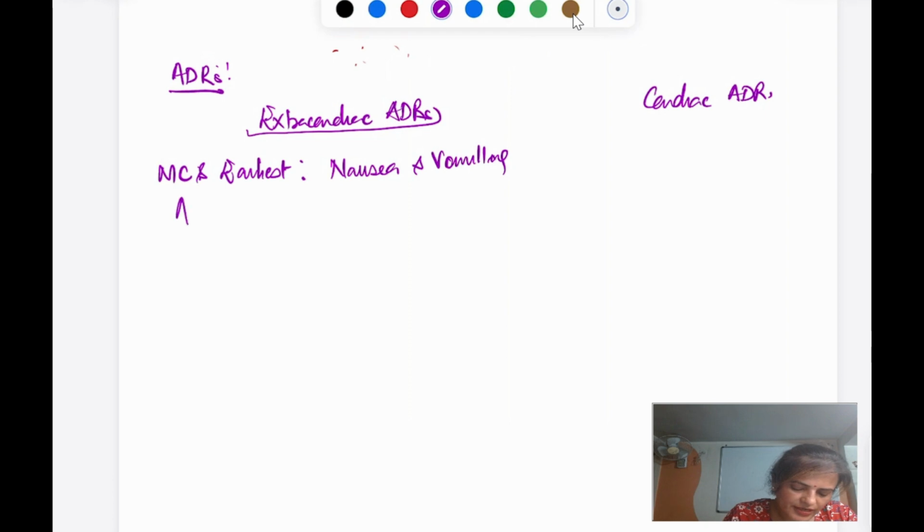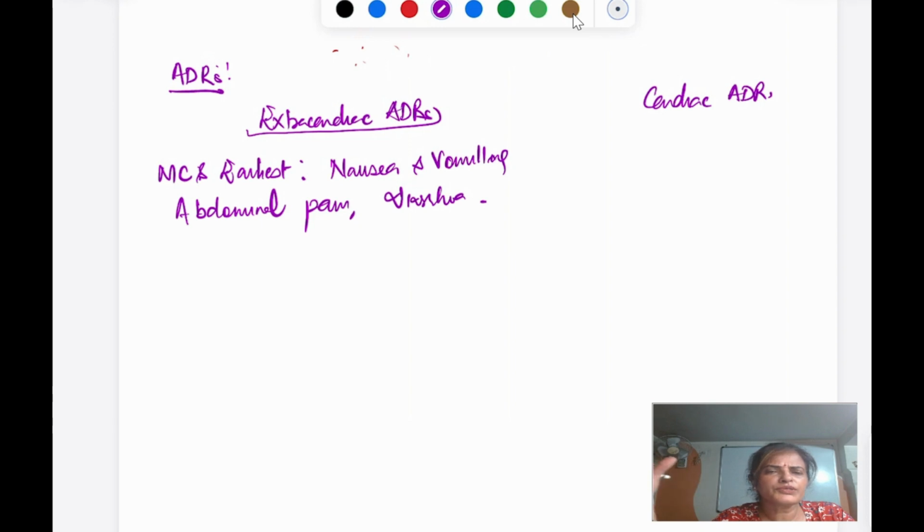Along with that, what are the side effects? The patient may have abdominal pain and may have diarrhea. With the fluid loss, you can remember, if there is fluid loss, then there will be restlessness, mental confusion, and psychosis, all related to dehydration. The patient will have all those symptoms. So in extra cardiac, the most common is GIT. The GIT side effect is the most common.